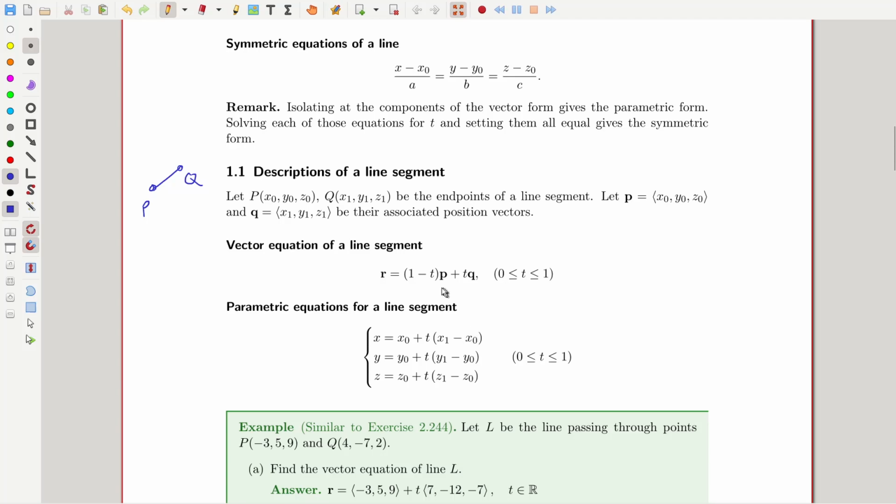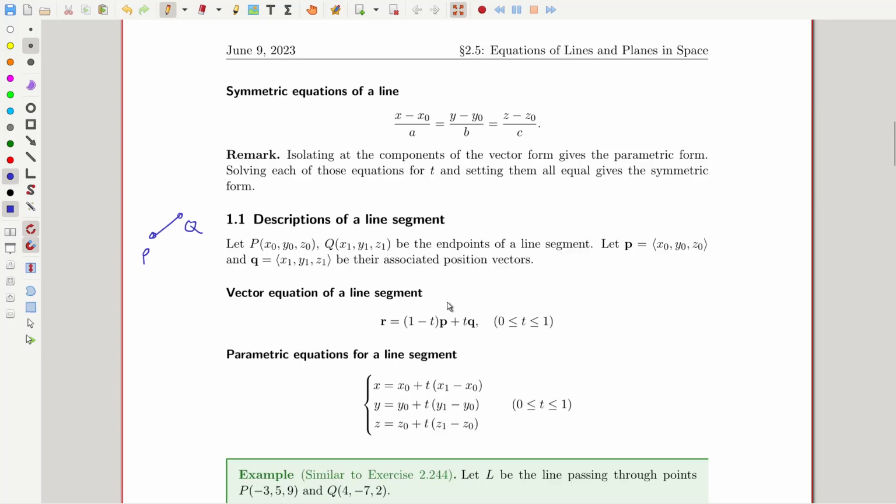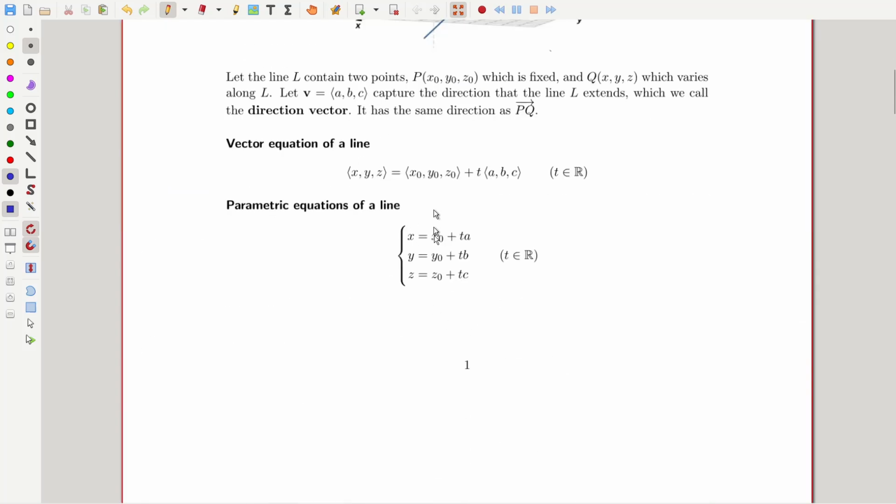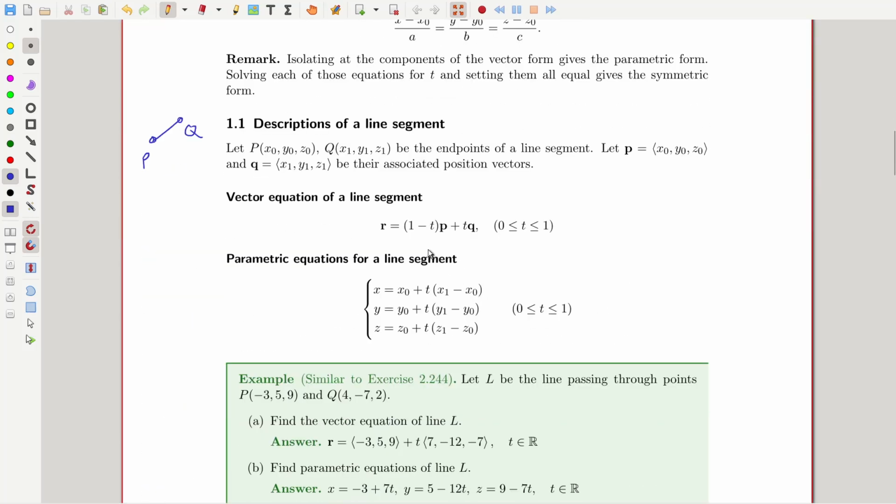And from that, we can get the parametric equations of a line segment. So the idea is the same as before. You end up solving for the components. Now, I didn't bother to write out what P and Q are explicitly. You would end up doing the calculation. I guess I can do it off to the side since maybe some of you can't see what it would be.